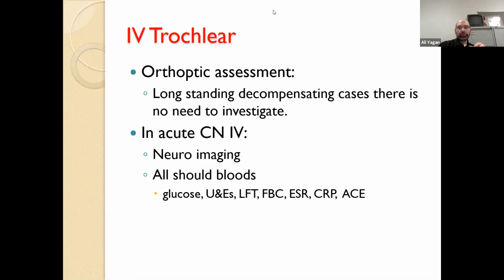And again, usually you depend on orthoptic assessment to figure out if it's long-standing or acute, because long-standing ones don't need to be investigated. It's a little bit beyond the scope here to talk about the signs of long-standing versus acute ones, but long-standing ones don't need to be investigated. If it's an acute one, the same principle of investigation applies, a little bit less acute compared to the third nerve, but you still need to do neuroimaging, you still need to do lots of tests for them.